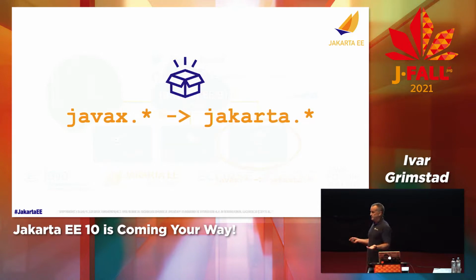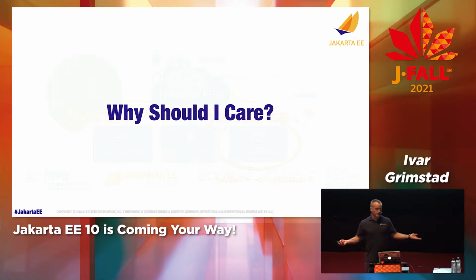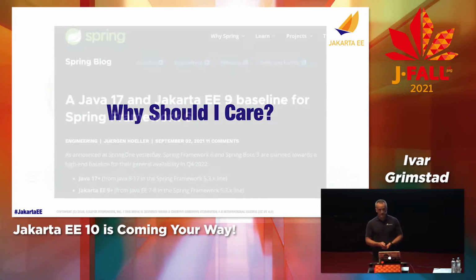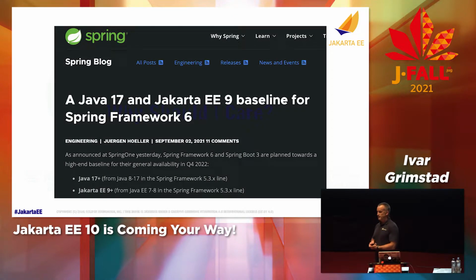So the namespace change then. The obvious question is, why should I care, especially if you're not using Jakarta EE, or what if you're on the Spring stack or using something else? Why should you care about the namespace change? One thing is that even though you're using Spring, you're probably exposed to a lot of Jakarta APIs anyway. As of Spring 6 and Spring Boot 3, Spring will be based on Java 17 and Jakarta EE 9. So that means the namespace change is coming that way.